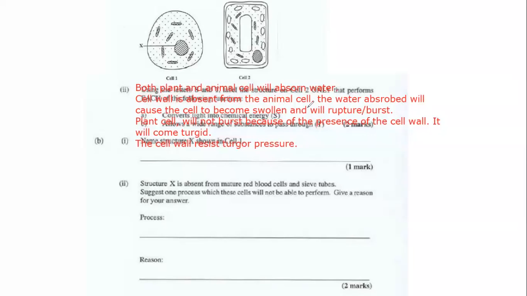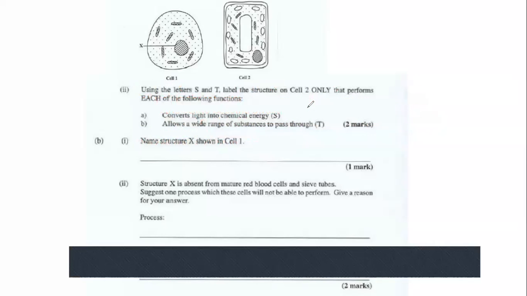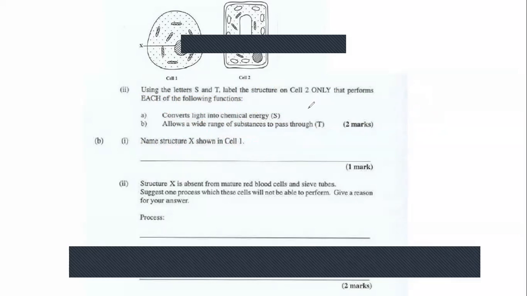All right, so this is an old question. I hope you guys can see. This is from 2007, if I remember correctly. Now it says, using the letters S and T, label the structure on cell 2 only that performs each of the following functions. So the first function is convert light into chemical energy. What structure does that? The chloroplast.